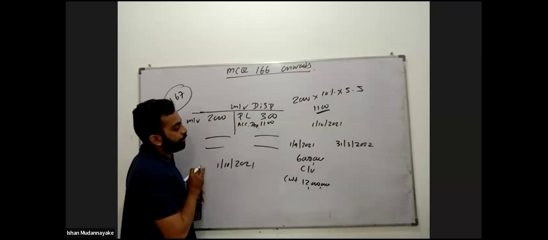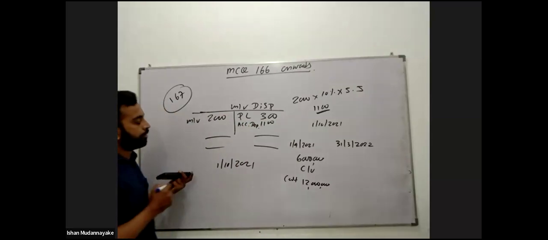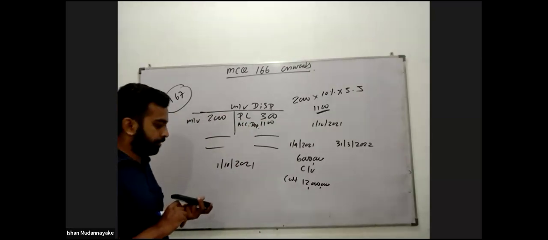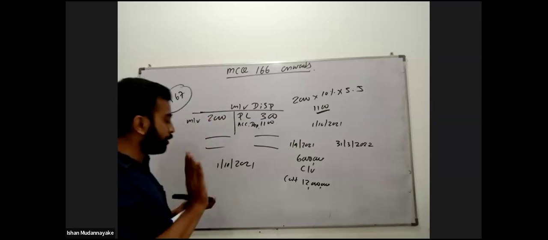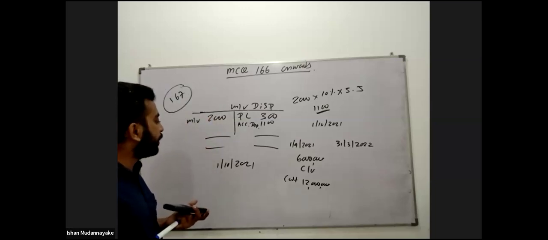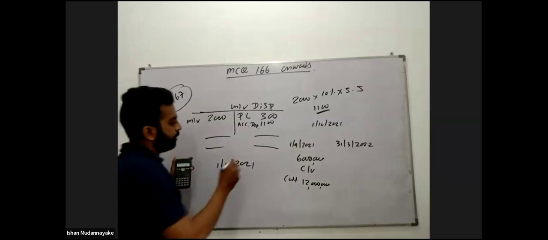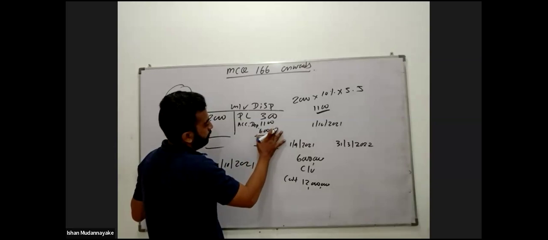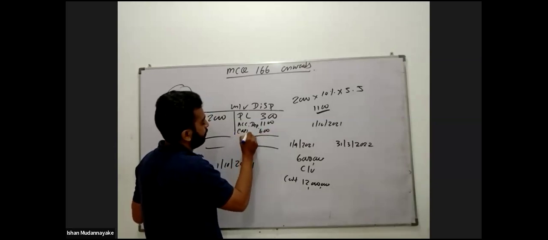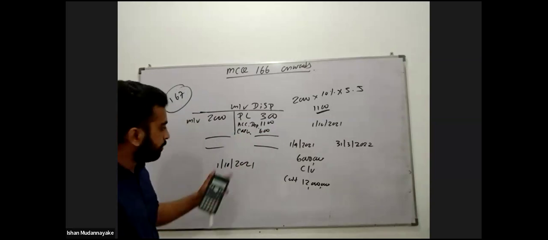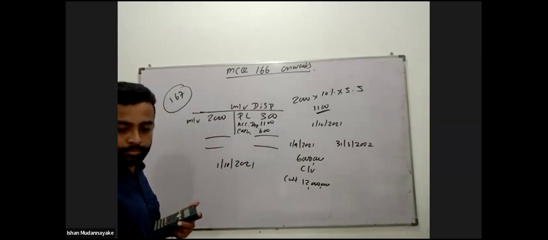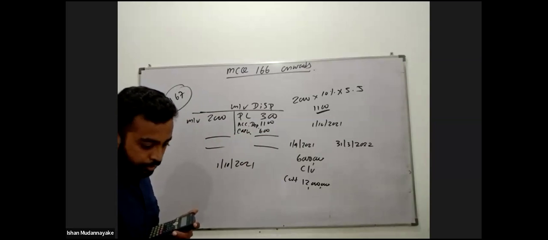Then sales value of the motor vehicle, how much? According to this question, the sale value should be 2,000 minus 300 and 1,100. Sale value should be 600, that is 600,000. Cash 600. The sales value should be 600,000.